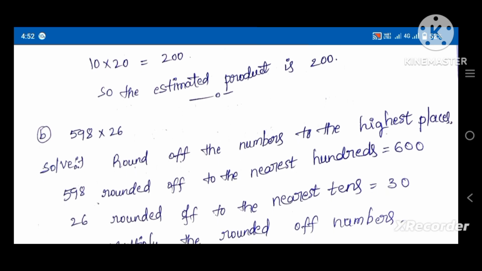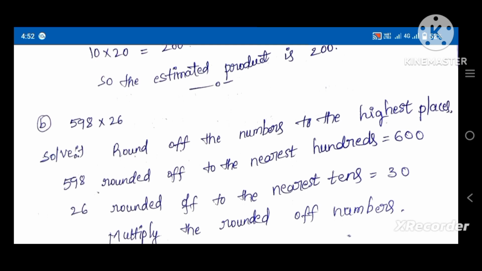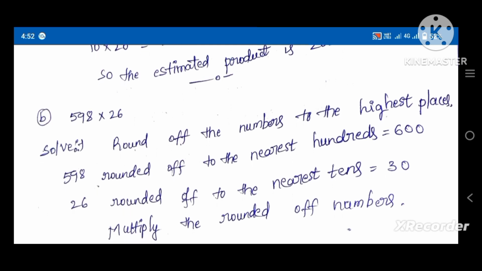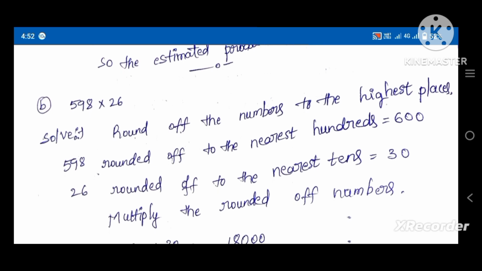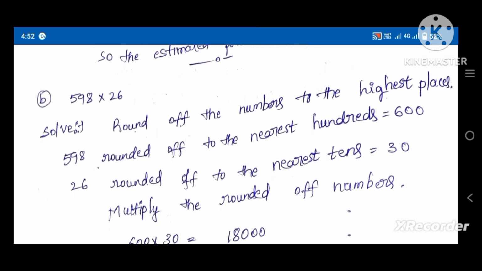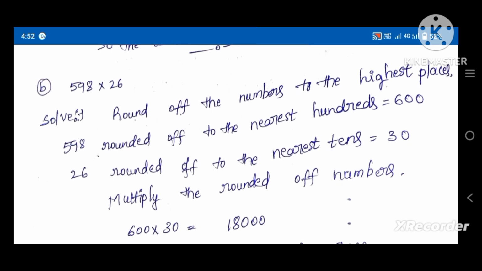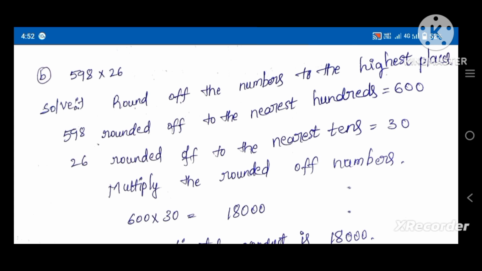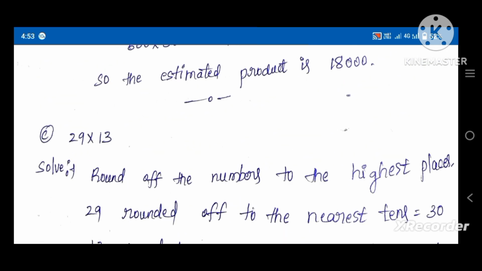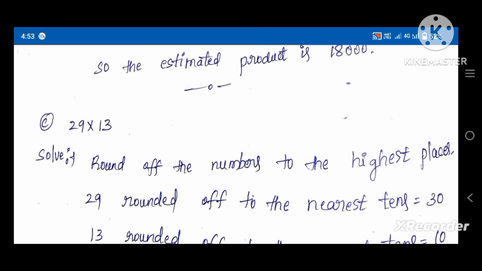B. 598 into 26, solve. Round off the numbers to the highest places. 598 rounded off to the nearest hundreds, 600. 26 rounded off to the nearest tens, 30. Multiply the rounded off numbers. 600 into 30 is equal to 18,000. So the estimated product is 18,000.